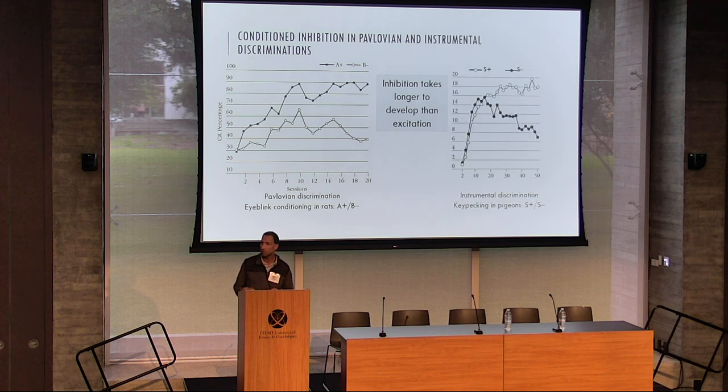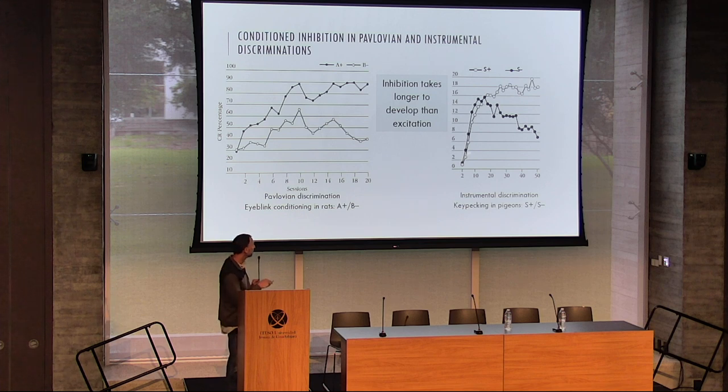This is, of course, also demonstrated numerous times in instrumental discriminations, where initially, let's say, key pecking in pigeons, where you have an S-plus stimulus and an S-minus stimulus, in a sequential type of discrimination training, you see over sessions, initially, a lot of responding to both of the stimuli, but after enough training has gone by, eventually you'll see the rate of response to the S-minus stimulus starts to come down, indicating some kind of inhibitory process is finally accruing. Again, indicating that inhibition seems to take longer to develop and influence behavior than the initial excitatory learning.